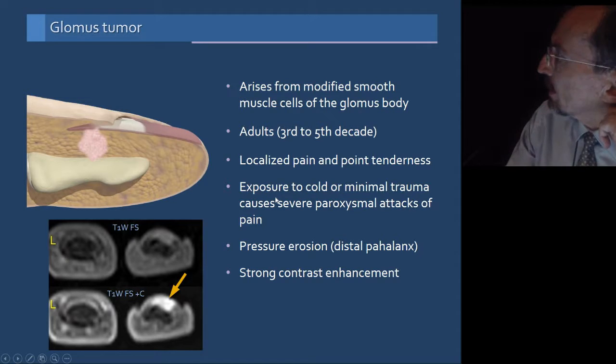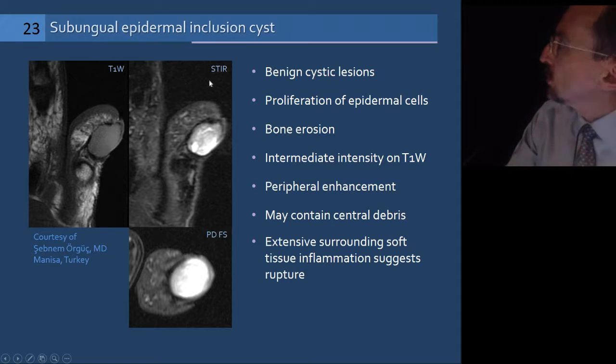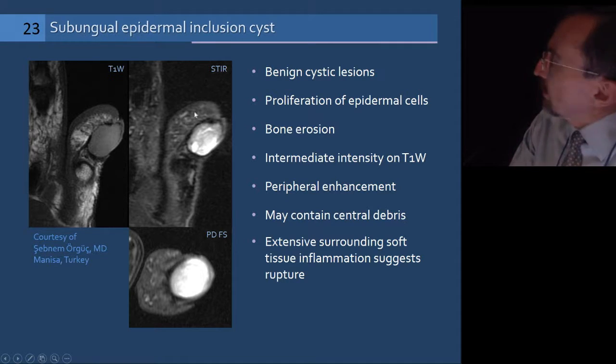This is quite characteristic in terms of the location of the glomus tumors. However, look at this particular patient here. This is also the location of the glomus body, but then this patient actually had a subungual epidermal inclusion cyst. I have not shown you the contrast enhanced ones, but if there were contrast administered, there could be heterogeneous enhancement or peripheral enhancement of the lesion, depending on the chronicity of the lesion. And then those actually are proliferation of epidermal cells. They are benign cystic lesions, and then there may be some central debris as shown in this patient here.